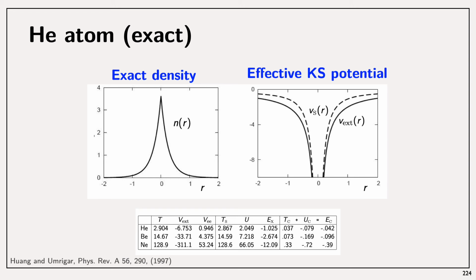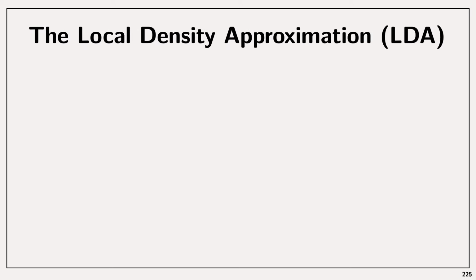So the problem that's left to solve is to find an approximation for the exchange correlation potential. People have come up with a number of approximations, which we will explore in the rest of this course. But the first one is the local density approximation.